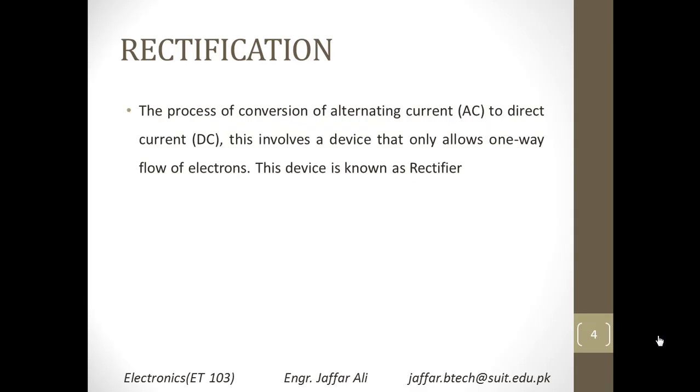Rectification is the process of conversion of alternating current, that is AC, to direct current, DC, and this involves the device that we learned about in the previous lecture, that is the diode. Yes, the diode is the device that basically converts AC into DC, and this circuit is basically known as a rectifier. And as you know, a diode allows only one direction of flow, so this is why the name is rectification, because it is unidirectional, and only one direction is allowed for the electrons to flow.